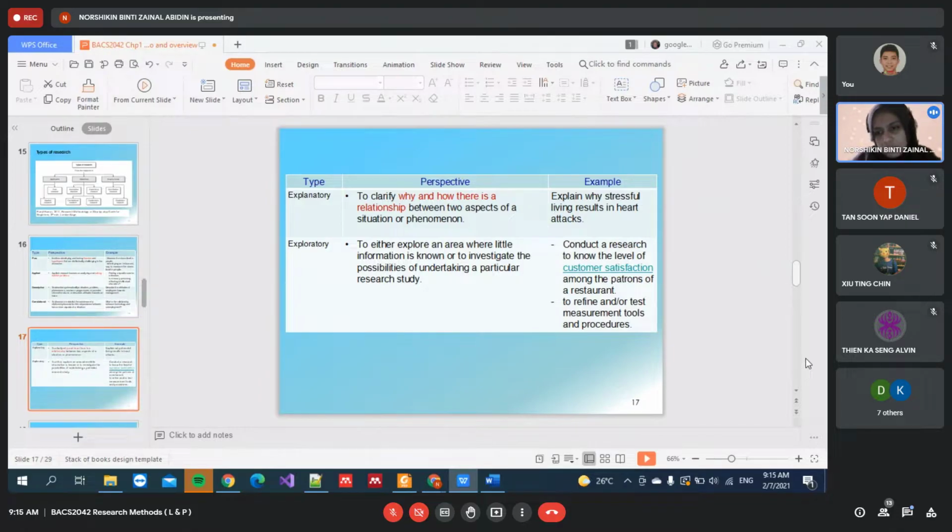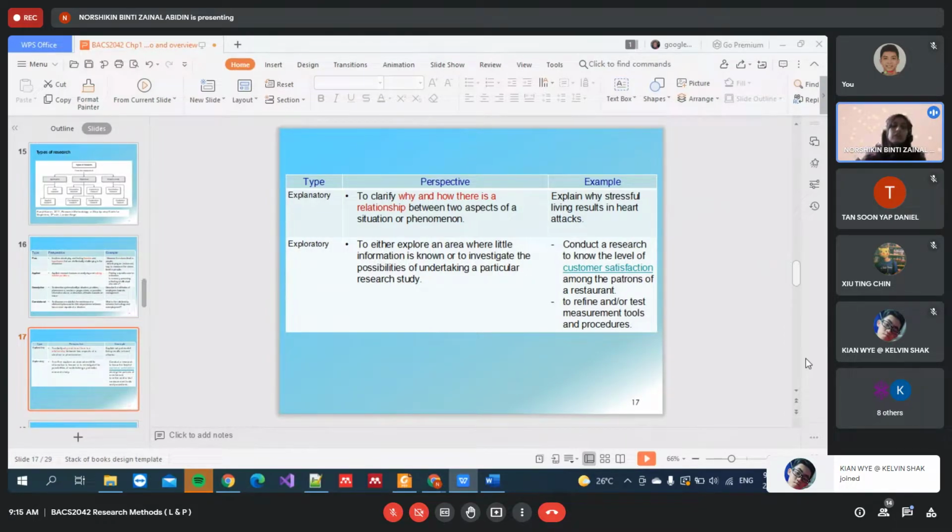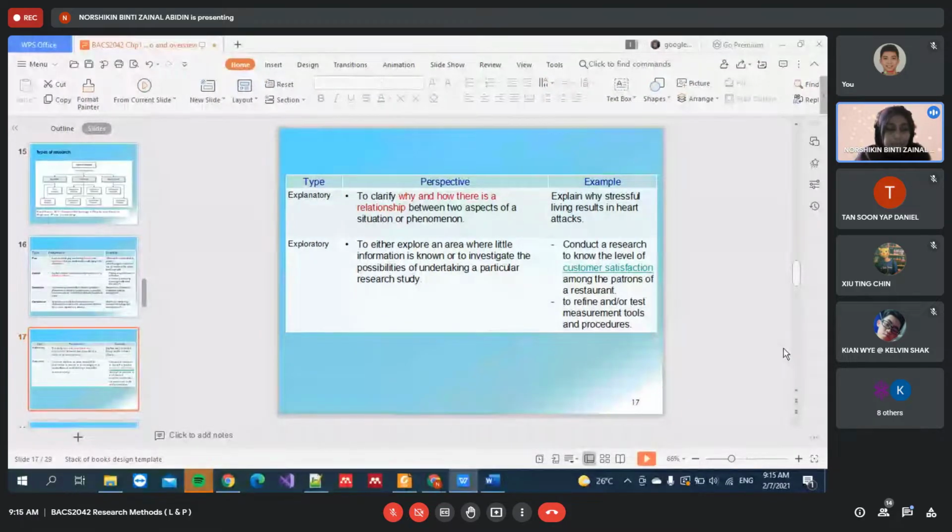And then the second point is to refine or test measurement tools and procedures. This one is because measurement tools can be like a questionnaire. So they want to see how relevant or how useful the questionnaire or the tools are for the research. So they're looking for more explanation. So basically, that's the types of research.